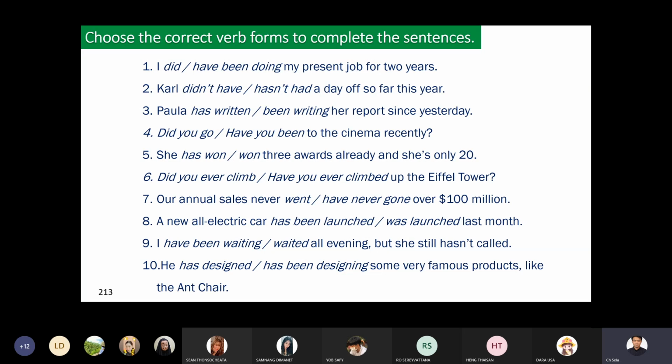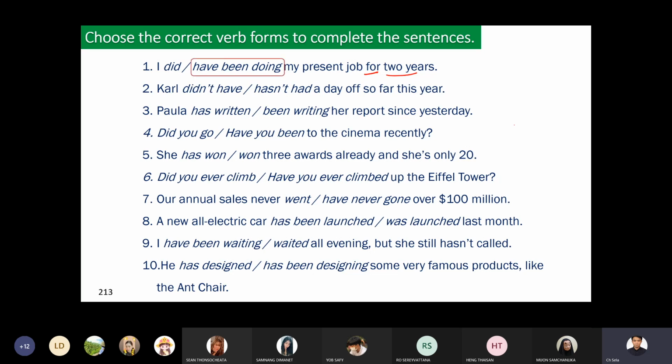Number 1: I did or have been doing my present job for 2 years. What is the correct one? Have been doing. Why do you use have been doing? Because of 'for 2 years'. You see the word for, right? If you see 'last 2 years', it must be past, but this one is 'for', meaning it's still going on. All right, you are right.